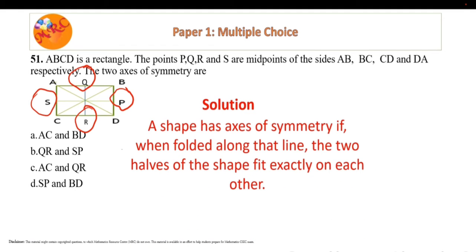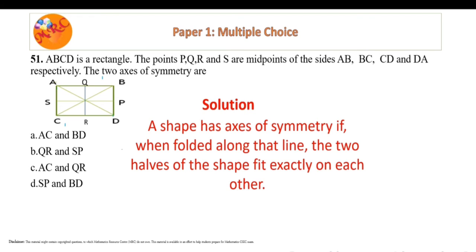Here we have a definition. A shape has an axis of symmetry if, when folded along the line, the two halves of the shape fit exactly on each other. So looking at this again, SP. When you fold this rectangle along the line SP, this part is going to come up and fit onto that part, which makes it symmetric, right? So that means the line SP would be a line of symmetry as well. CB wouldn't be a line of symmetry, even though it cuts the rectangle in two, because when you fold it, it doesn't fit onto itself exactly.